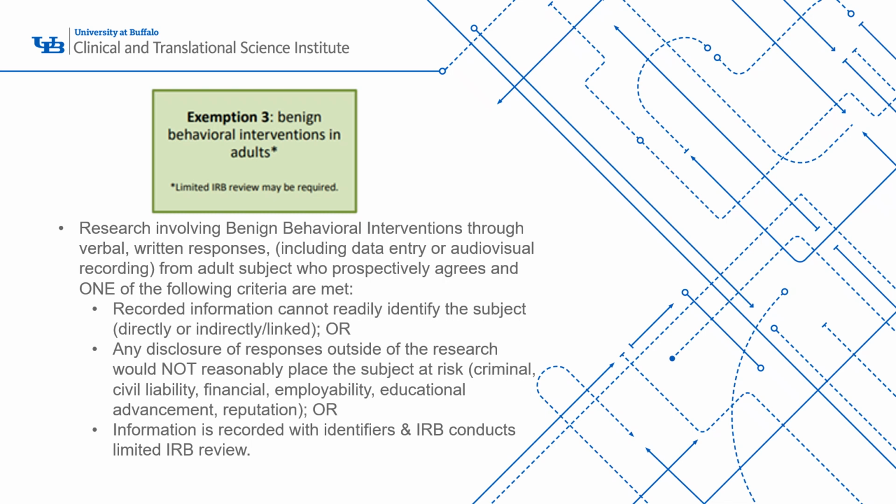Exempt Category 3 research is research that involves benign behavioral interventions in adults only who prospectively agree to the research and meet one of the following criteria, which are the same as exempt category 2. The data recorded cannot readily identify the subject through a code number or through direct identifiers, or any disclosure of the responses outside of the research could not reasonably place the subject at risk, as stated before in the previous slide, or a limited IRB review is conducted with the study's confidentiality and privacy procedures.